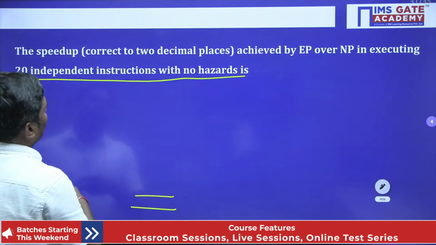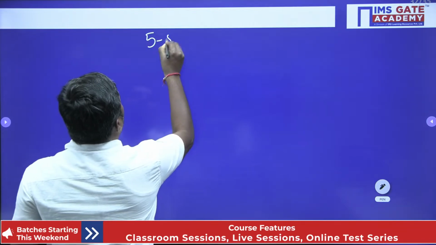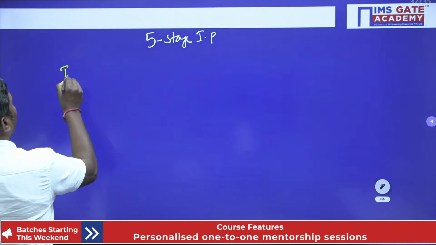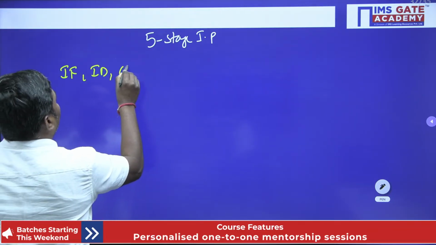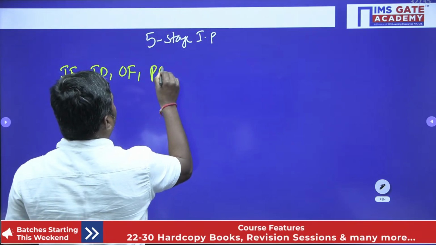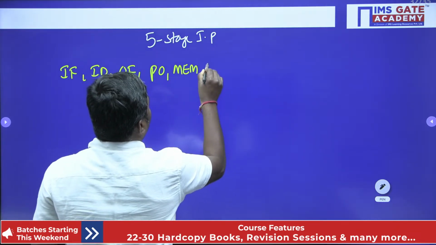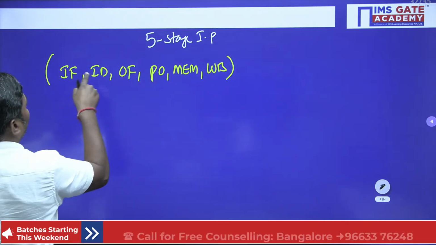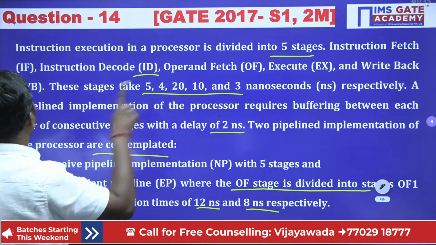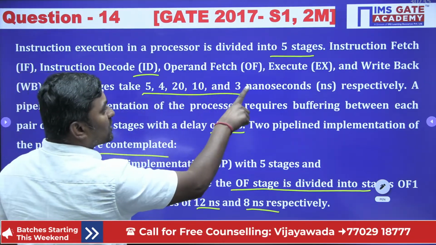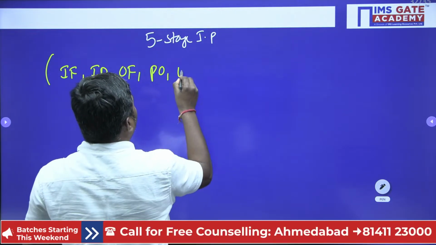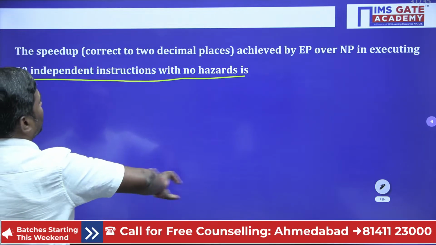Okay, so let's note it. What are the stages? 5 stages they said. A 5 stage instruction pipeline. What are the 5 stages? Instruction fetch, instruction decode, operand fetch, execute, and write back. Sorry, 6 or 5 stages, let me read it again. 5 stages: instruction fetch, instruction decode, operand fetch, execute, write back. Memory is not there. Write back only.